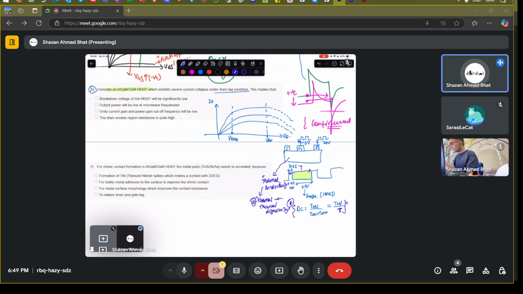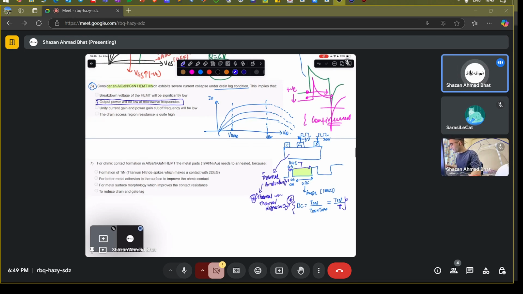Now that is basically this particular condition, and this implies that the breakdown voltage of the HEMT will be significantly low. The output power will be low at microwave frequencies. So what is it asking? Which exhibits severe current collapse under drain lag condition. This implies that the breakdown voltage of the HEMT will be significantly low and the output power will be low at microwave frequencies. Yeah, so this is going to be the answer.